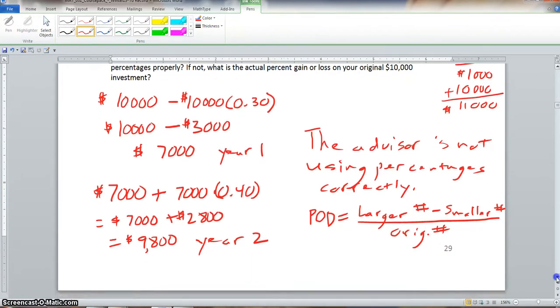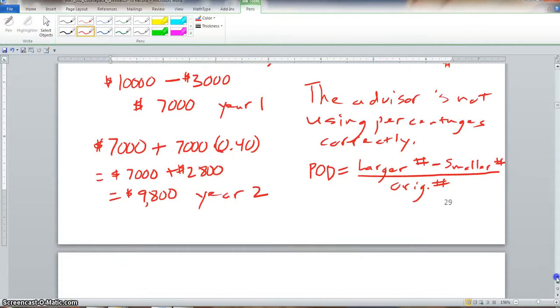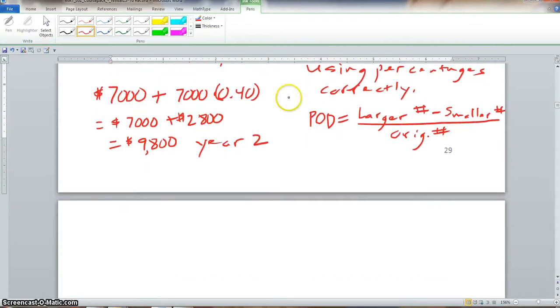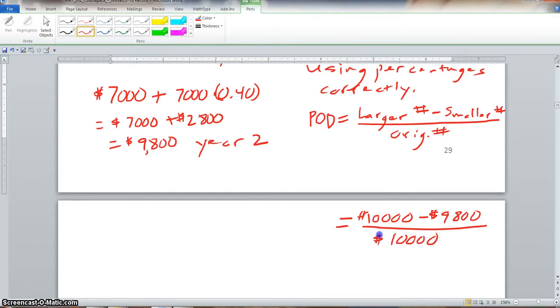Now let's take a look at that. Now we're going to extend this a little bit. The larger number was $10,000. The smaller number is $9,800. And the original number is $10,000. $10,000 minus $9,800 is $200 divided by 10,000.